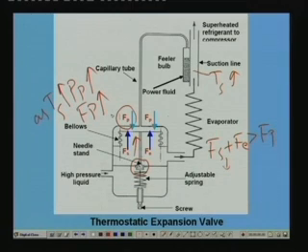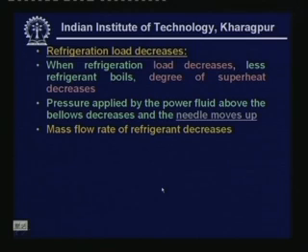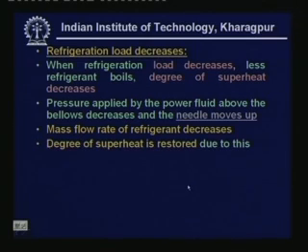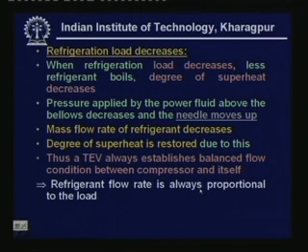Once Fp increases, you will find that again balance is restored. Fs plus Fe will become Fp, right. So this balance is restored at a lower flow rate. So that is what you have to keep in mind. So the mass flow rate of refrigerant decreases. So the degree of superheat is again restored due to this. Thus a TEV always establishes a balanced flow condition between the compressor and itself. That is why this is a very effective expansion device.